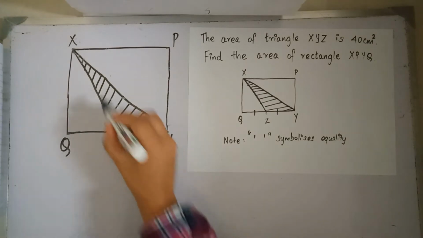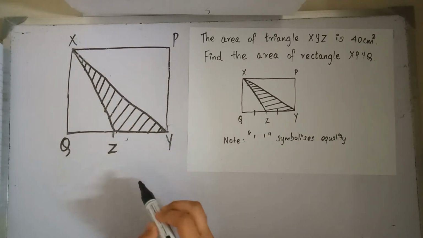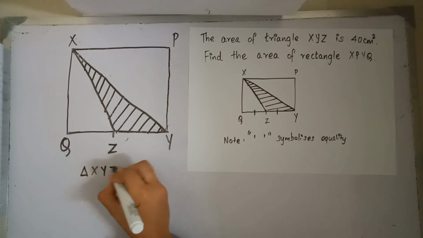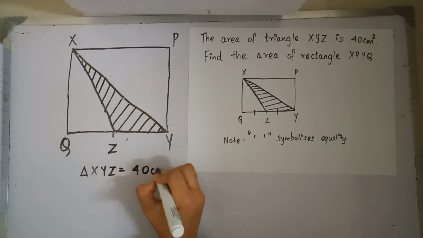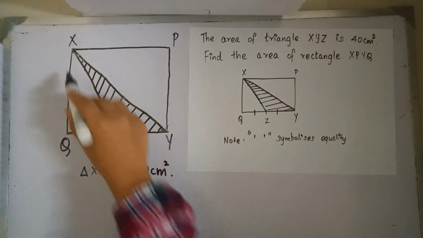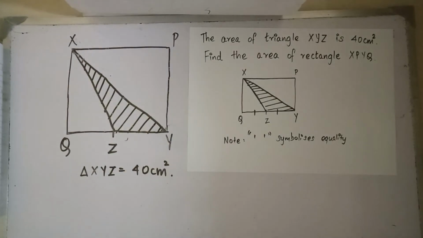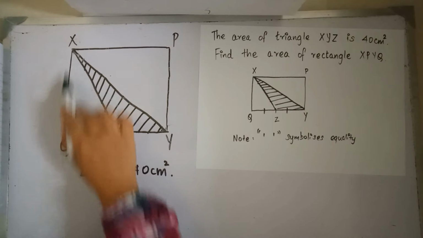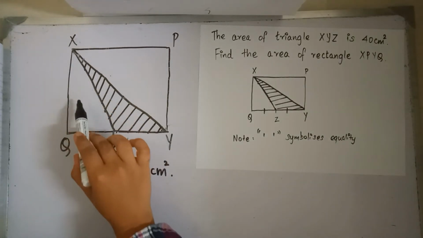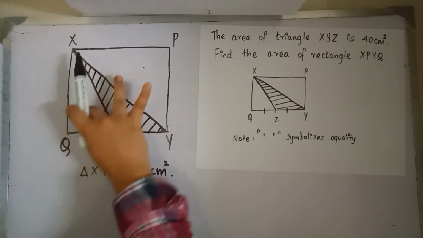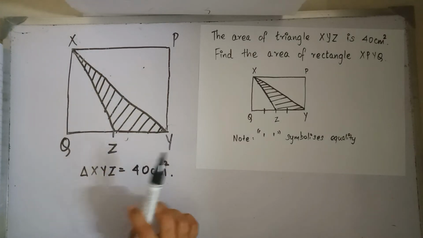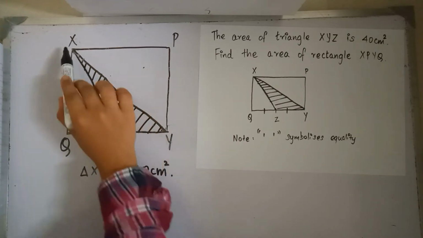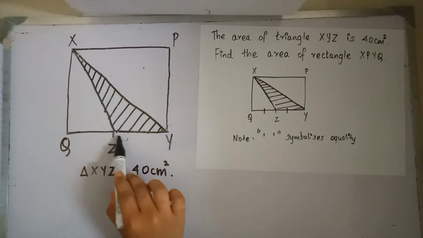They have just given us the area of this triangle, the shaded part, and that is 40 cm square. Using this data, we have to find the area of this whole rectangle. Now, how do we do that? Usually, if this whole region is shaded, then we can just multiply it by 2, because 2 triangles will make the whole rectangle. But that's not the case here, because notice that the triangle does not cover up all of this. It only covers up this much.